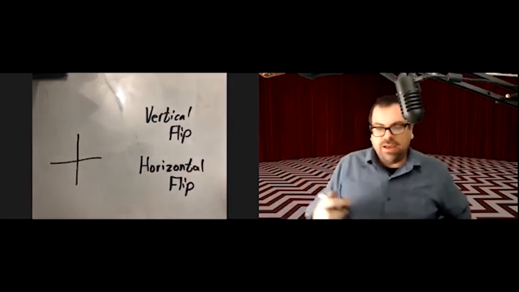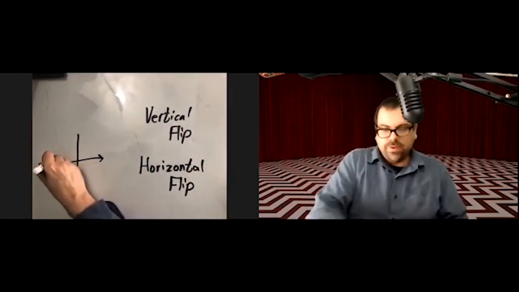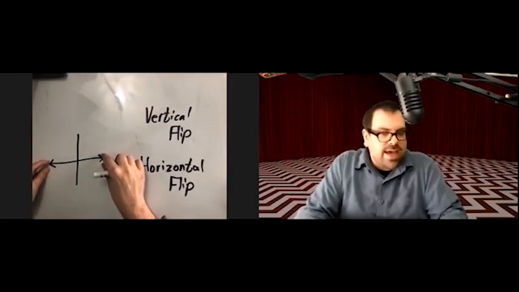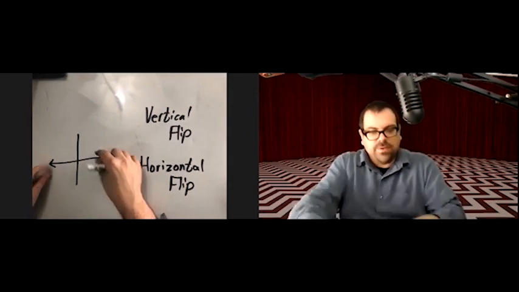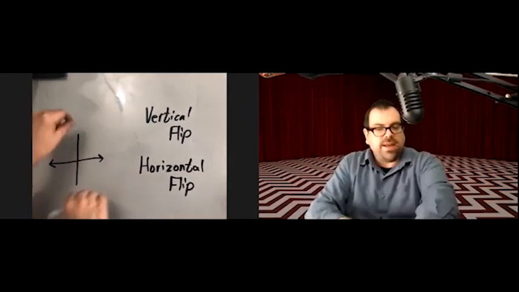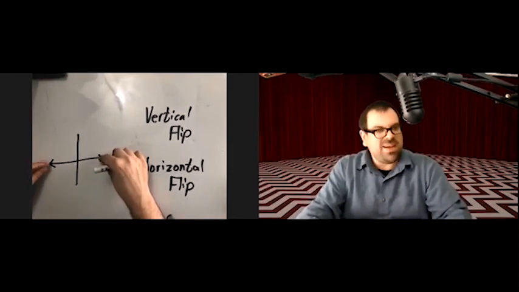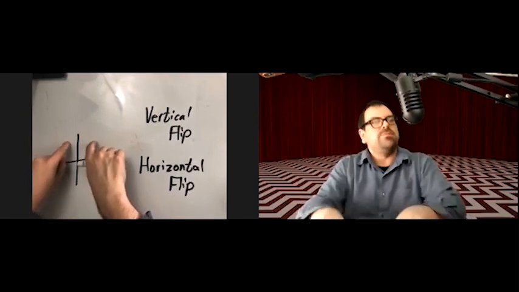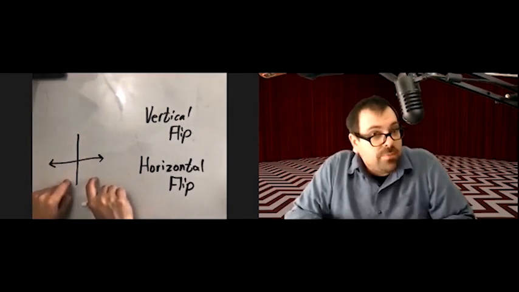imagine we had our graph. A vertical flip would hold the x-axis still and spin it, just like a pinwheel. The stuff from the bottom ends up on the top. The stuff from the top ends up on the bottom.